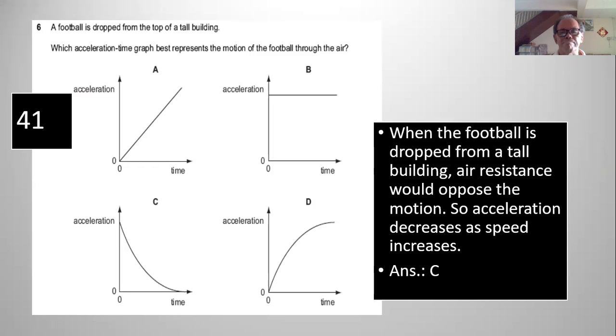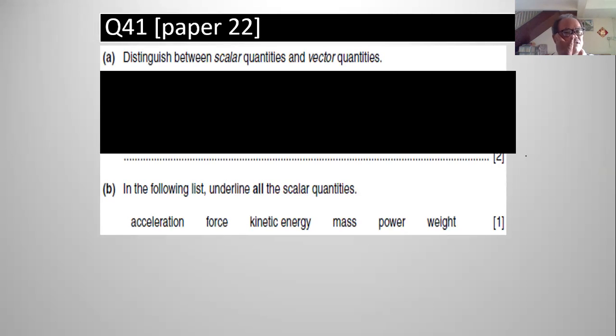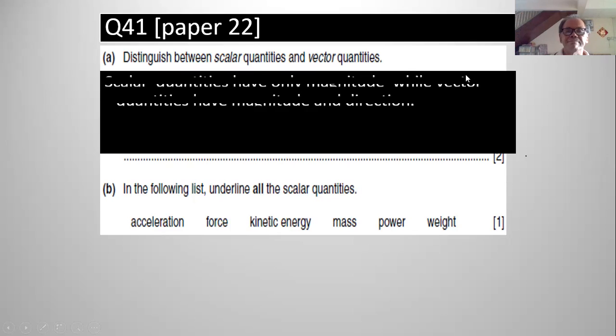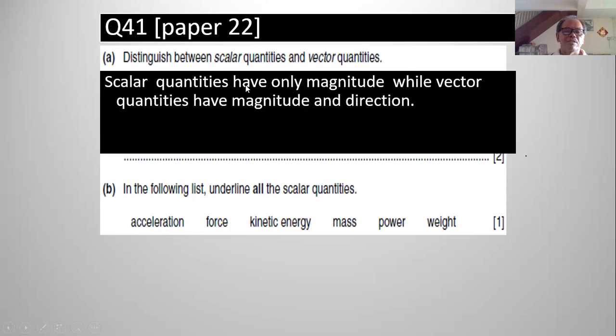Okay, this is also a structured question. Distinguish between scalar quantities and vector quantities. Scalar quantities have only magnitude, while vector quantities have magnitude and direction. In the following list, underline the scalars. Right? Kinetic energy is scalar, mass is scalar, power is scalar. Right? Underline that.